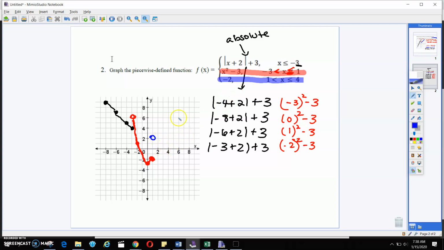When x is 2, what's my y value? Well, I can't plug anything in here, so what would be my y value? Negative 2. I'm sorry. I should have made that negative.